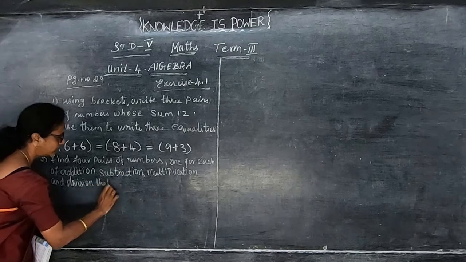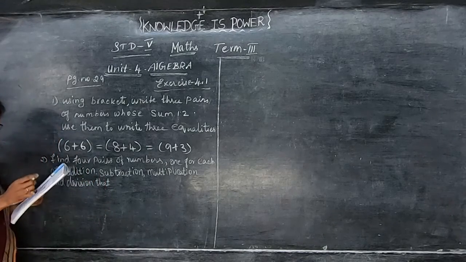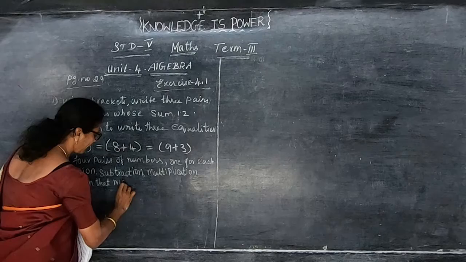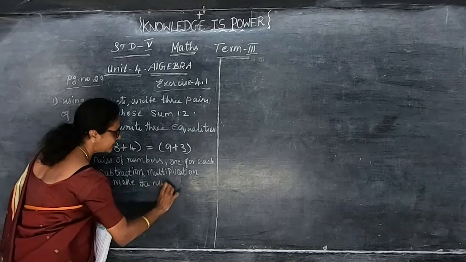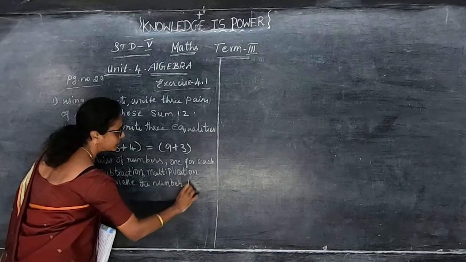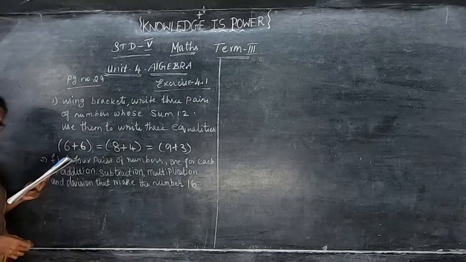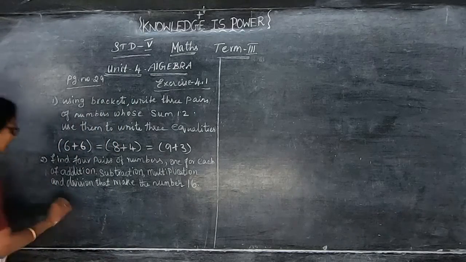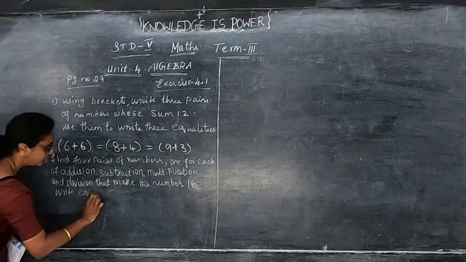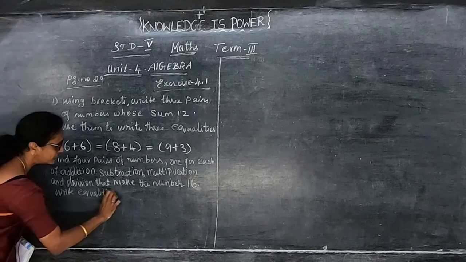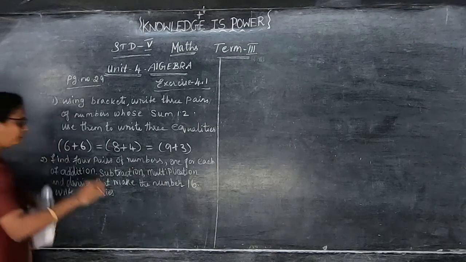That makes the number 16. Number 16 வரணும். Okay. Write equalities. So அதே மாதிரி நம்ம 3 equalities எழுதணும். 3 equalities for each of them.